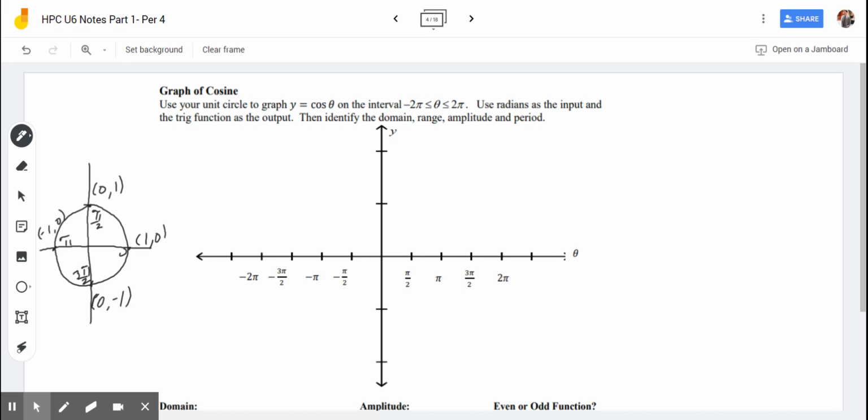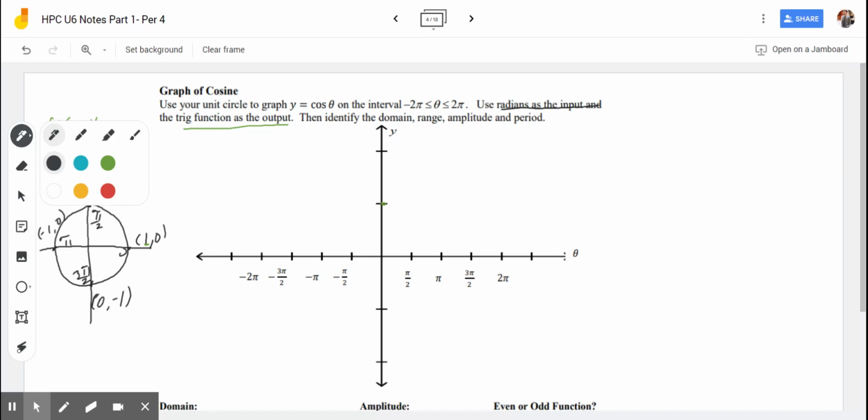Okay, so now if you recall, cosine is our x-coordinates of the unit circle. Therefore at 0 radians we would have an output of 1. At pi over 2 radians, we would be at 0. So let's start to plot that. I'll plot it in green. So at 0 radians we'll be at 1 here. So the trig function is the output, radians the input.